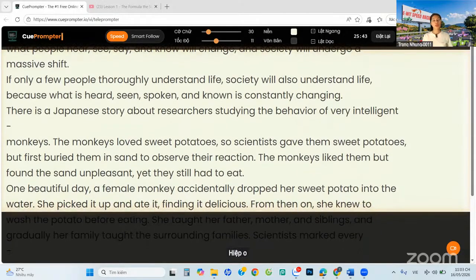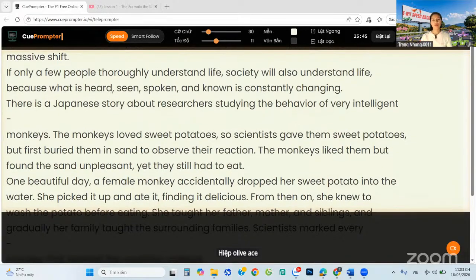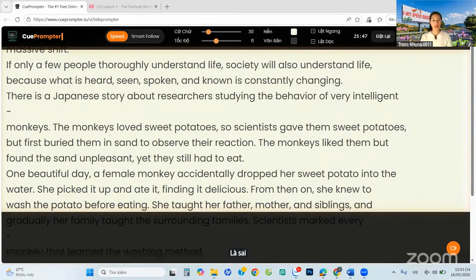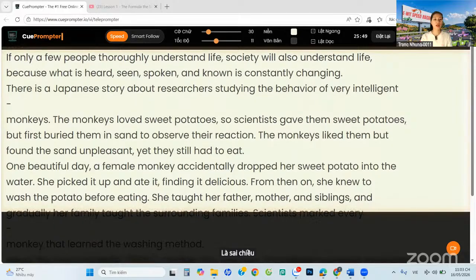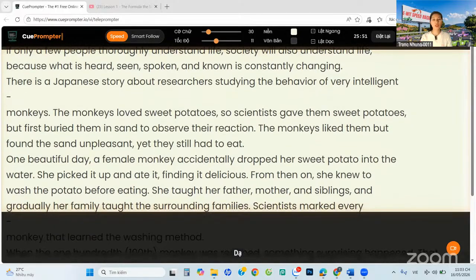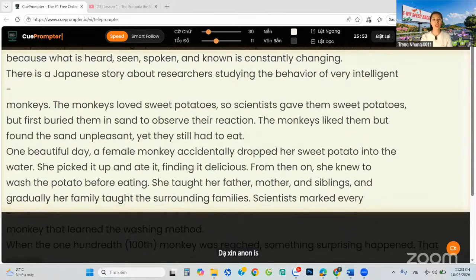If only a few people truly understand life, society will also understand life, because what is heard, seen, spoken, and known is constantly changing.